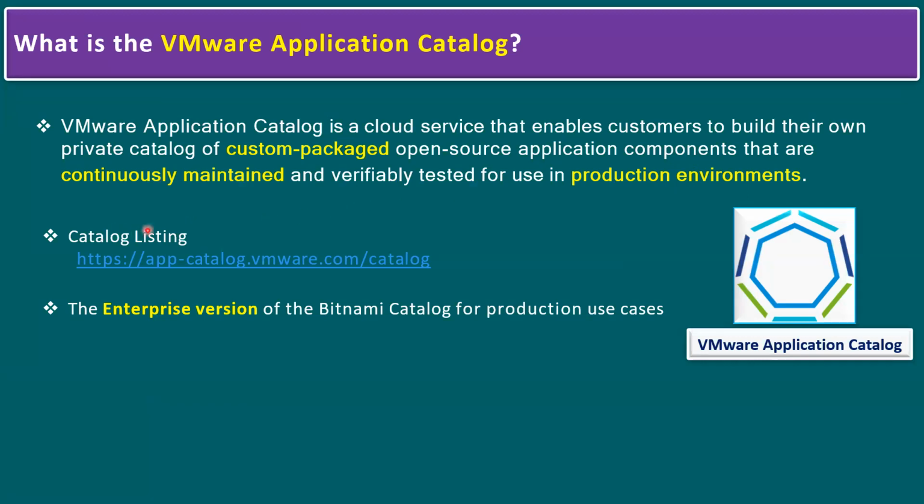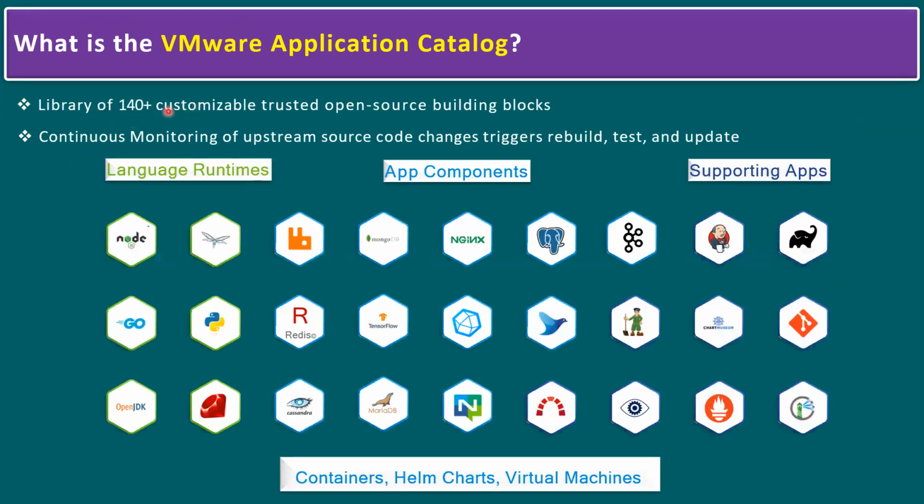The catalog listing is available on the app-catalog.vmware.com/catalog website. This is the link for the VMware Application Catalog, the enterprise version of the Bitnami catalog for production use cases. Similar to Bitnami, this library also runs with 140 plus customizable trusted open source building blocks. But the key point is continuous monitoring of upstream source code, and changes trigger rebuild, test, and update. This feature is available only with this enterprise grade application catalog, which is VMware Application Catalog. In short form, we call it VAC.